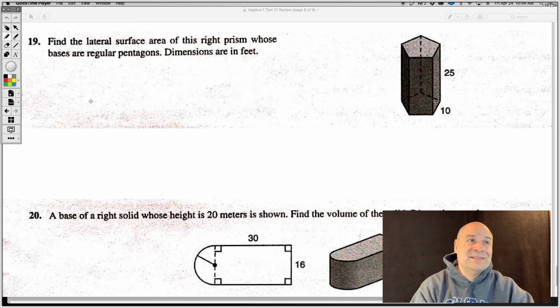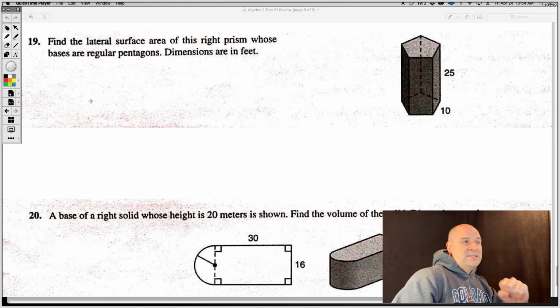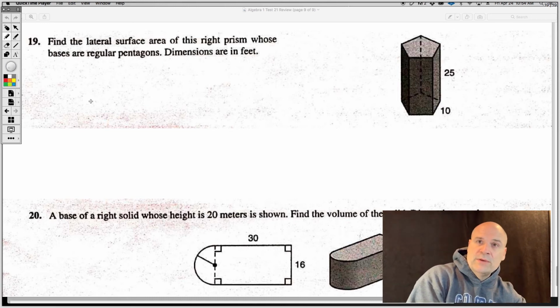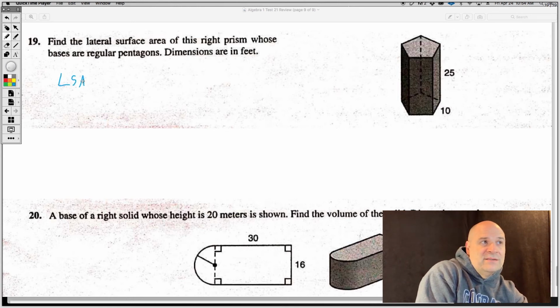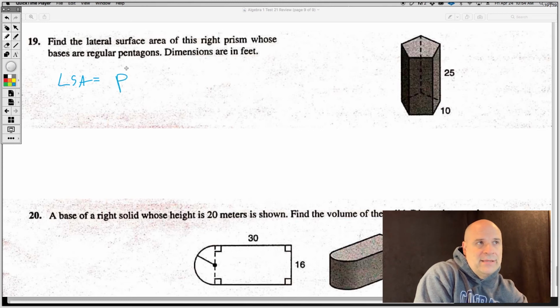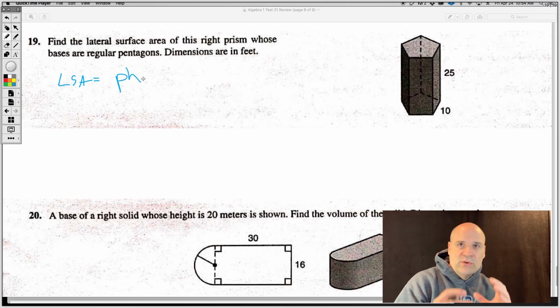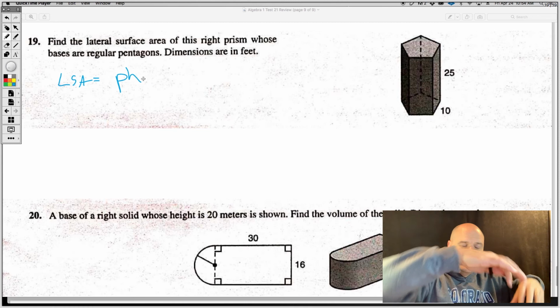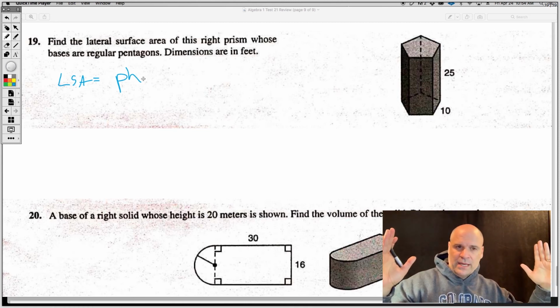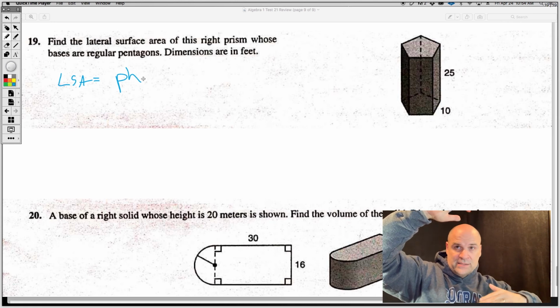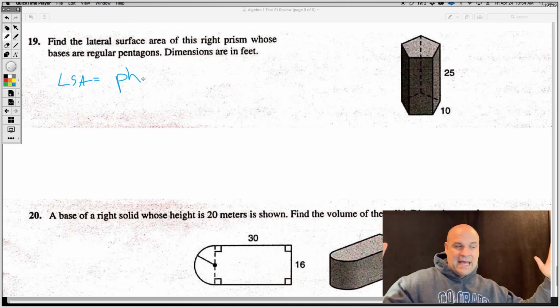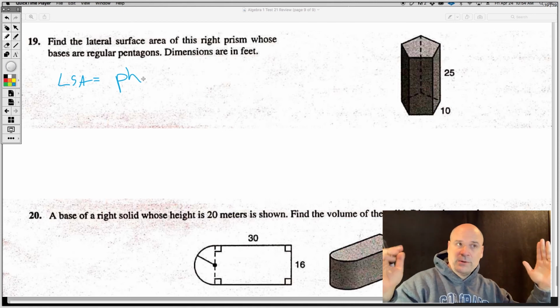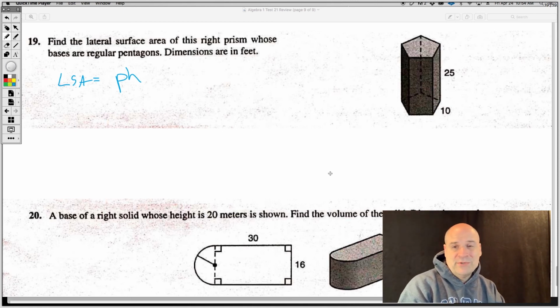All right, number 19, find the lateral surface area of this right prism whose bases are regular pentagons, dimensions are in feet. Okay, thank you for that information. So the lateral surface area is just this, perimeter times height. That's it, because if you unwrap this pentagonal prism, unwrap the sides, then you're just gonna have this one long rectangle, okay? And that rectangle is 25 feet high, because that's the height of the prism. But what's that length? That's the distance all around it, which is the perimeter. So the lateral surface area is just perimeter times height.